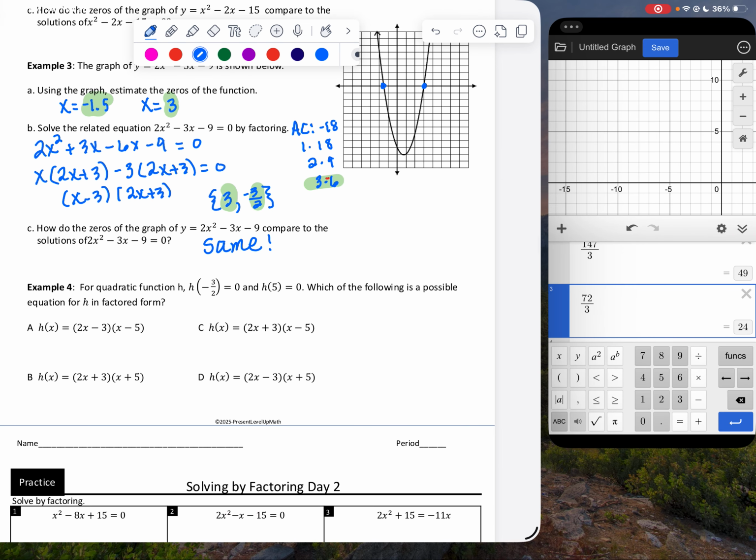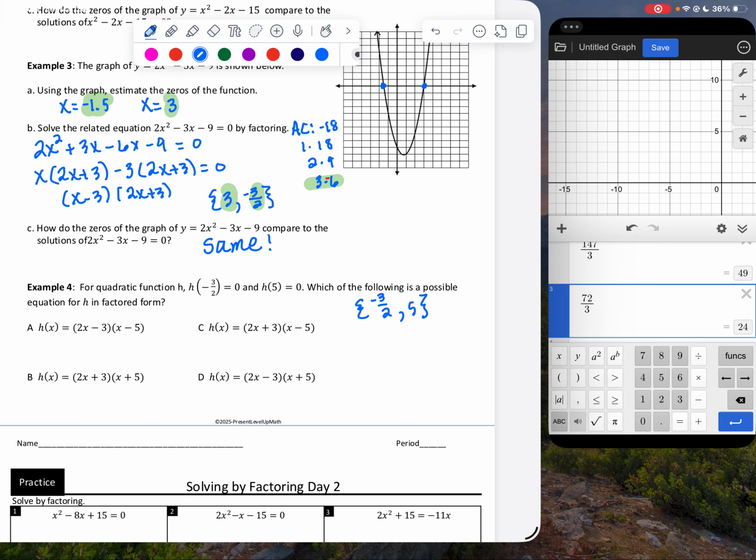For a quadratic function h, h of negative 3 over 2 is equal to 0, and h of 5 equals 0. Which of the following is a possible equation for h in factored form? So here's what they're telling you here. They're saying that your solutions of your quadratic equation, your zeros, are negative 3 over 2 and positive 5. So we want to know which of these factors would give us negative 3 over 2 and positive 5.